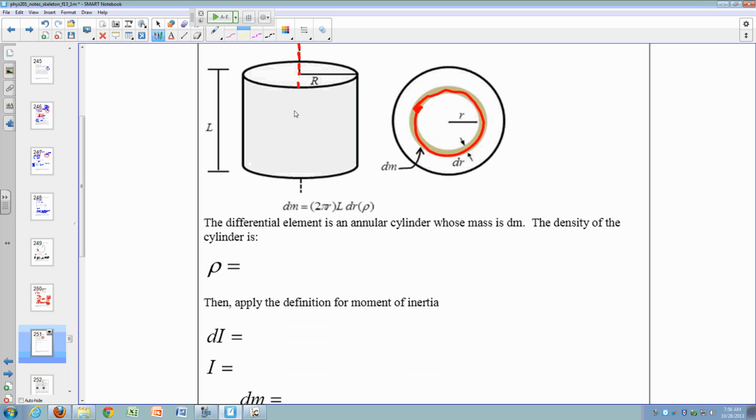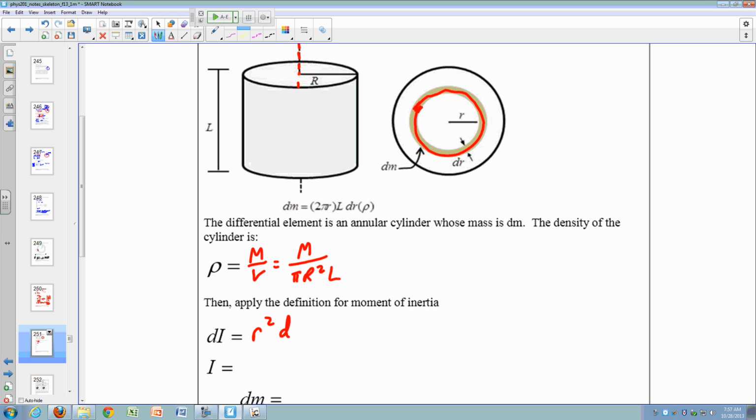Now the density of this cylinder, which is mass over volume, the mass of a cylinder is pi r squared L. So that's just the density of the cylinder. Now, we're going to apply the definition for the moment of inertia.